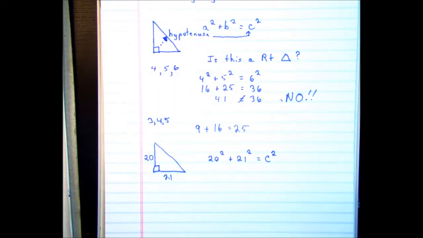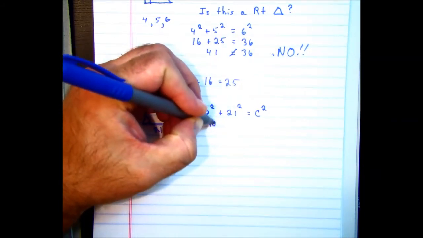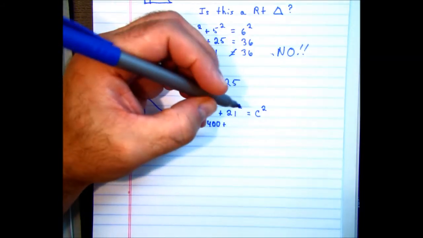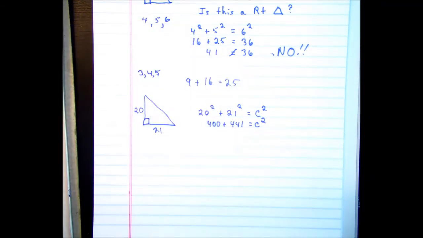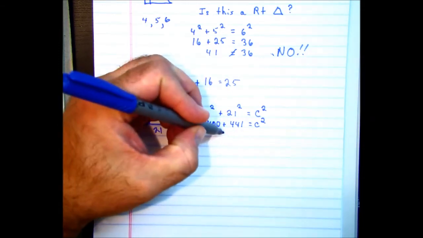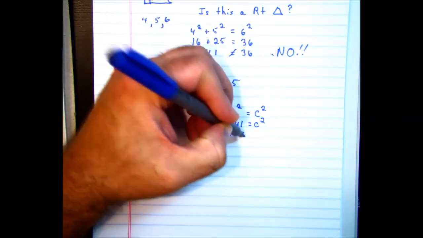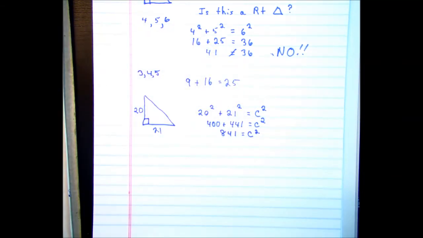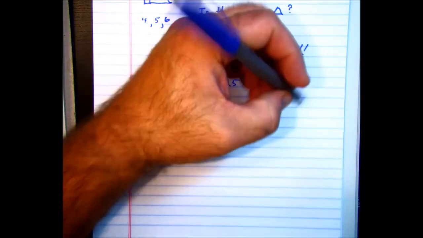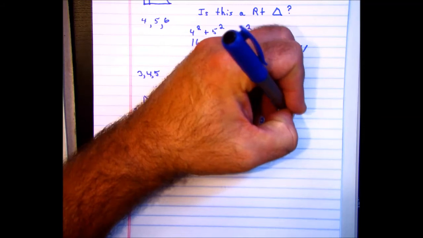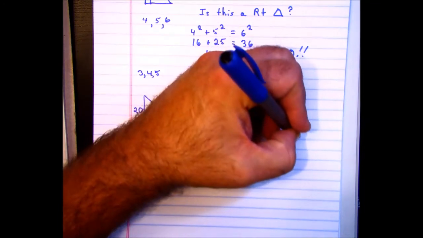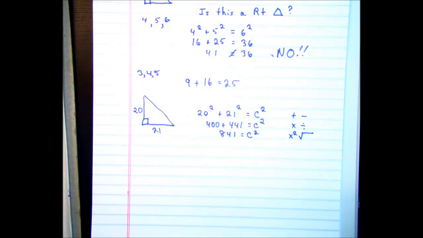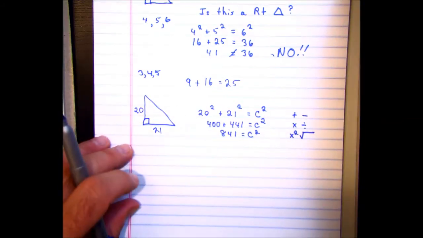Hopefully so far so good. Now comes the tricky part. Who knows what the opposite of squaring is? Well, we've done some other algebraic opposites. The opposite of adding is subtracting. The opposite of multiplying is dividing. The opposite of squaring, hopefully you know, is square rooting. They are opposites. So I go ahead and square root both sides.